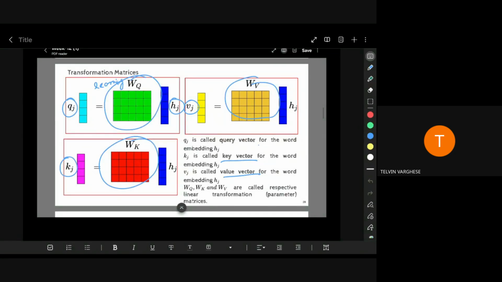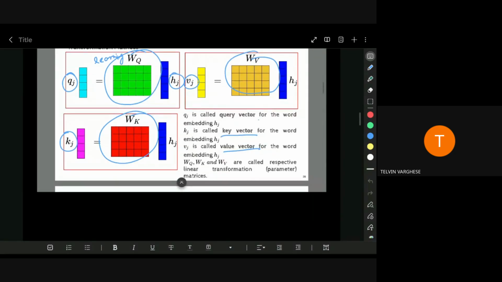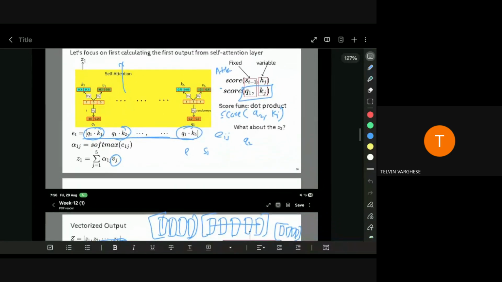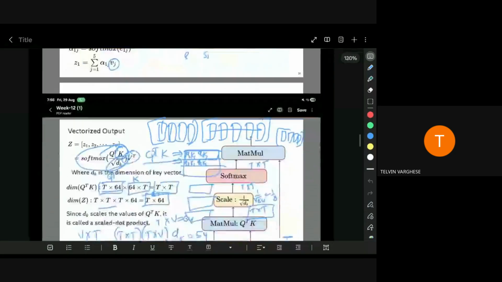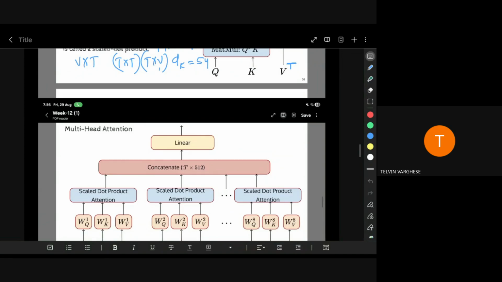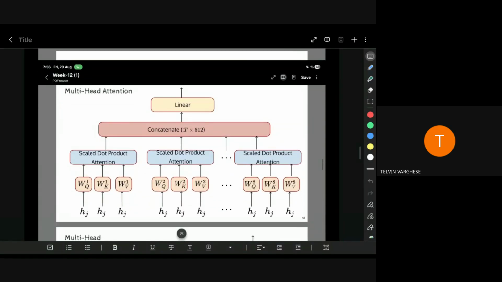Sorry, it's not necessary that they are square matrices. The Q and K are going to be the square matrices, not WQ and WK. Okay. Now what other thing we can do is, why should we have only one attention? We can have multiple attentions, right?